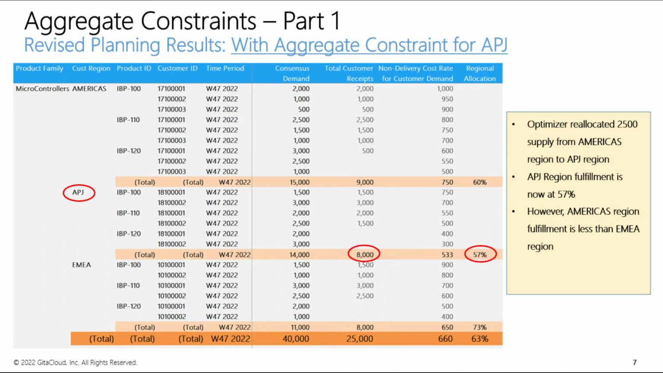Optimizer reallocates 2,500 units of supply from Americas region to APJ region. This is in response to the minimum receipts constraint of 8,000 for APJ. This equates to a 57% share for APJ region. This is okay for the growth plan in APJ. However, EMEA is getting 8,000 supply against 11,000 demand, while Americas is now only getting 9,000 supply against 15,000 units of demand. Global Allocation Manager is not okay with this, as Americas region demands are higher revenue.